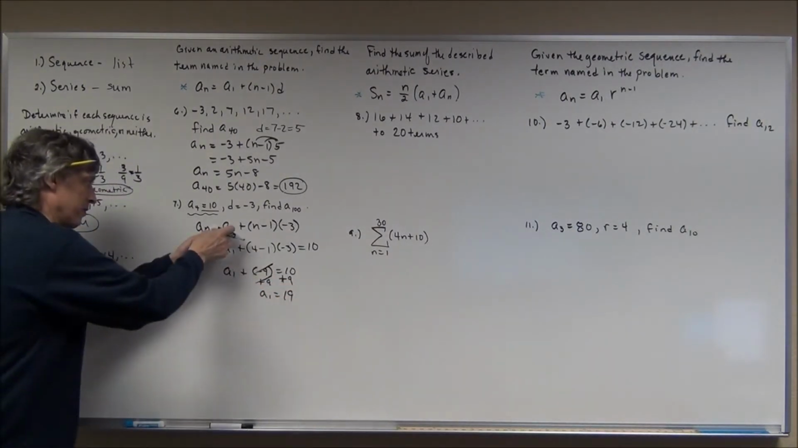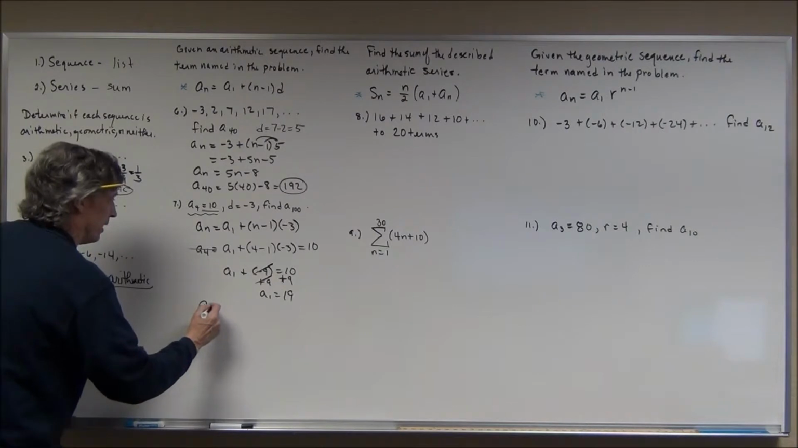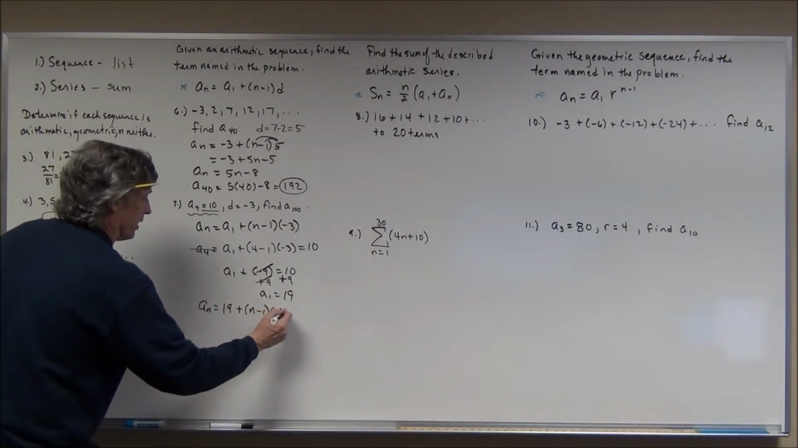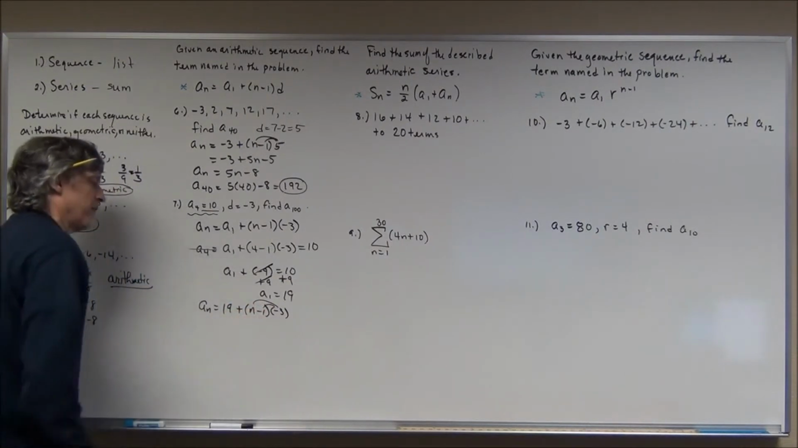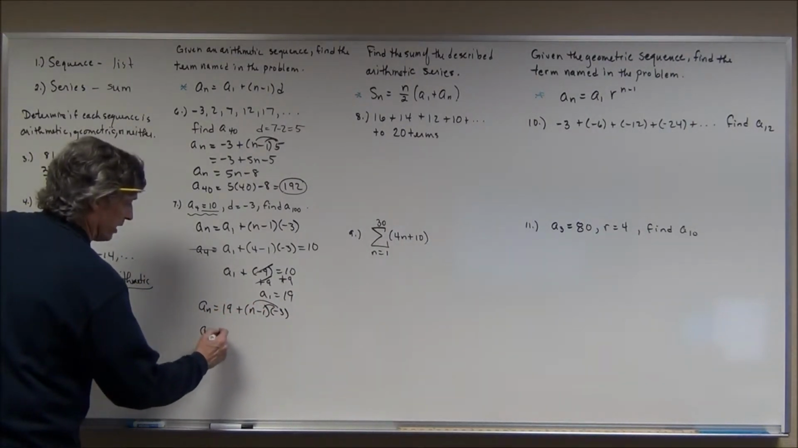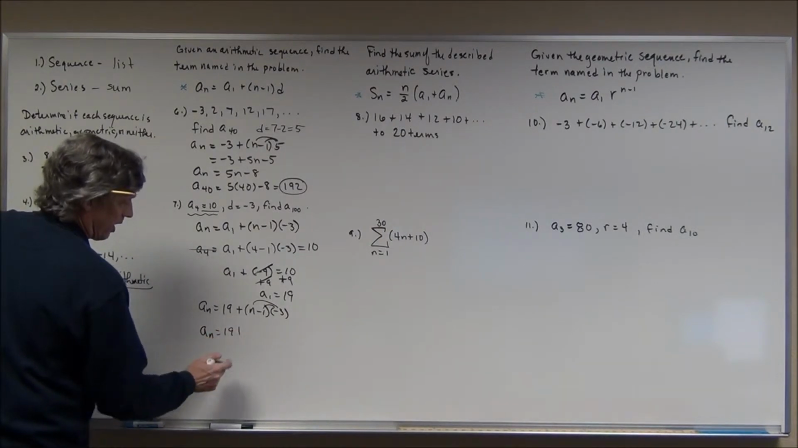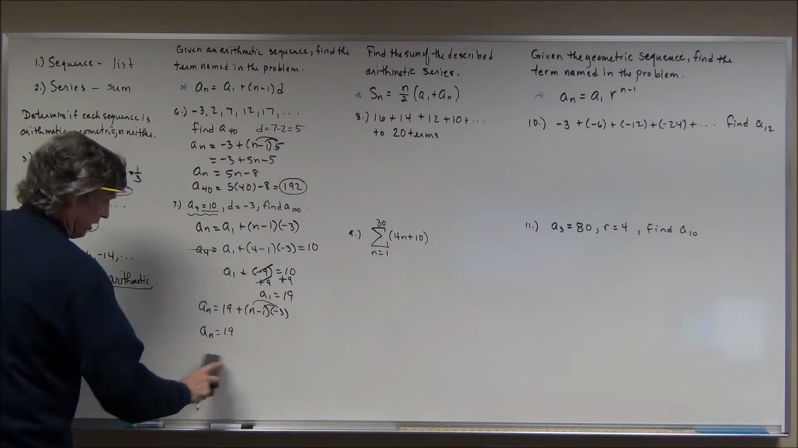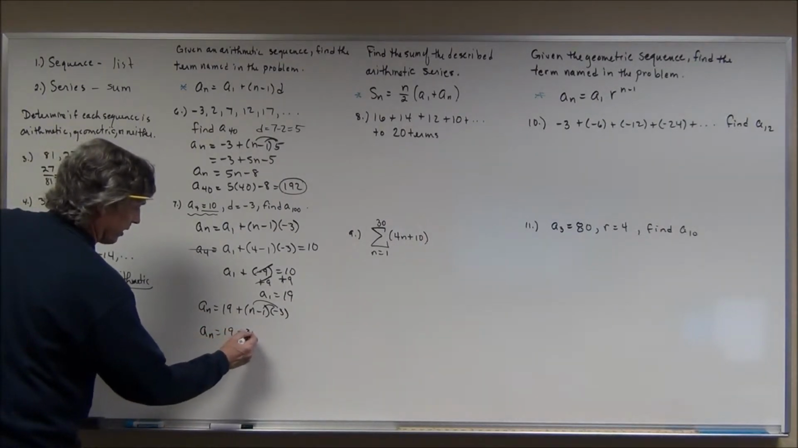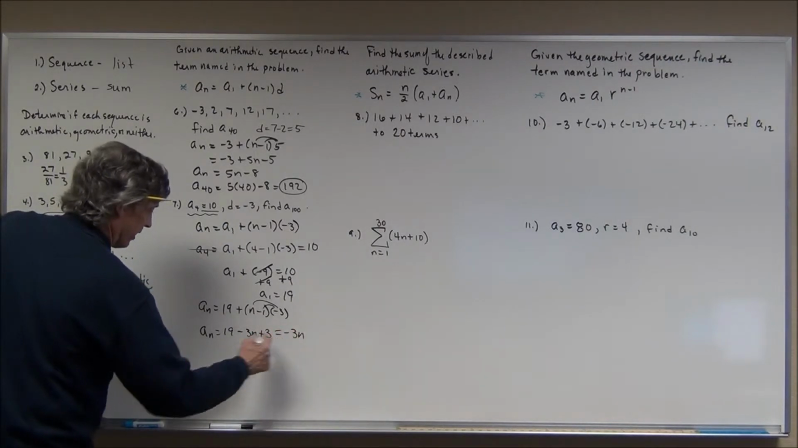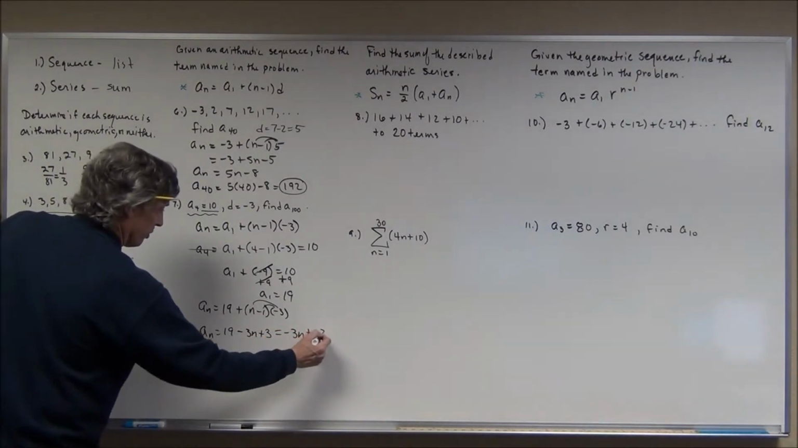Let's go back and put it right in here. So that tells me a sub n is equal to 19 plus n minus 1 times -3. Now I'm going to go ahead and simplify by multiplying this out and combining like terms. I get a sub n is equal to 19 plus, well actually minus, because it's a -3 times n. So I'm going to write minus 3n plus 3. This is -3n plus 22.